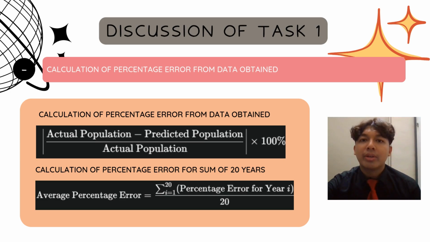We then need to calculate the percentage error for every year from the year 2000 until 2020. For that, we need to calculate the average percentage error, which is the sum of all percentage errors in those years divided by the number of years, or t, which represents time. In this case, the value of t is 20, or 20 years.